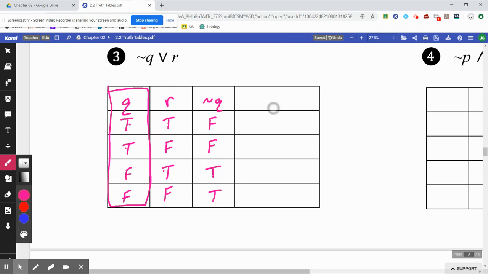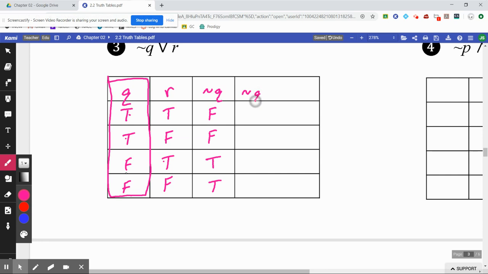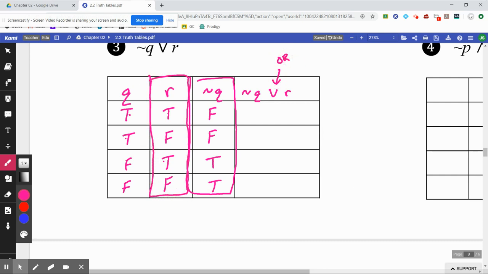Okay, now we're going to do the or. We're going to do not Q or R. Where's not Q? Here's not Q. Where's R? Right here. So what does the or right here mean? That means if either one is true, then the whole thing is true. So it would be true here. It would not be true here. It'd be true here, and it would also be true there. If either are true, then the whole thing is true.